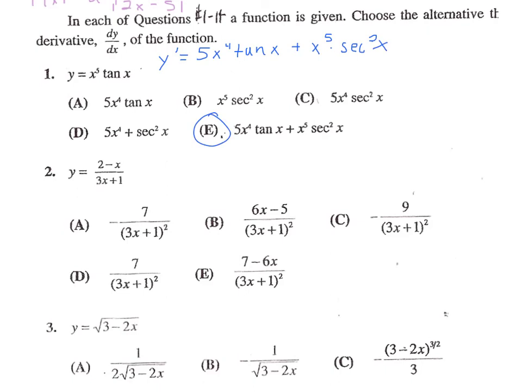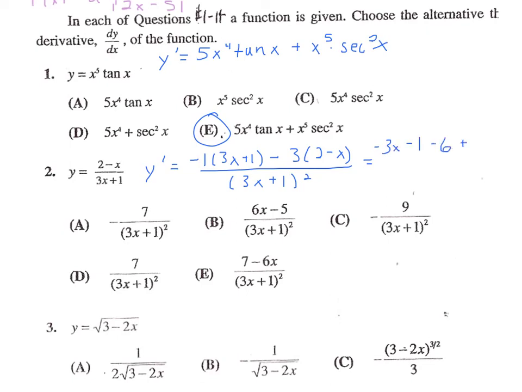For number 2, I need to use the quotient rule. So I'm going to do the derivative of the top, which is a -1, times the bottom, minus the top. Well, we'll do the derivative of the bottom first, times the top, all over the bottom squared. So let's simplify the top so we can get it to look like one of our multiple choice choices. So we'll get -3x minus 1 minus 6 plus 3x. So that will just give us a -7 on the top and a 3x plus 1 squared on the bottom. So that would be choice A.